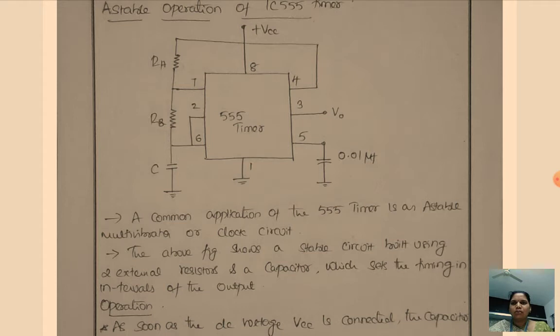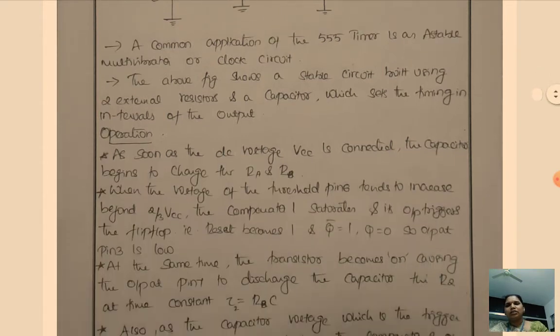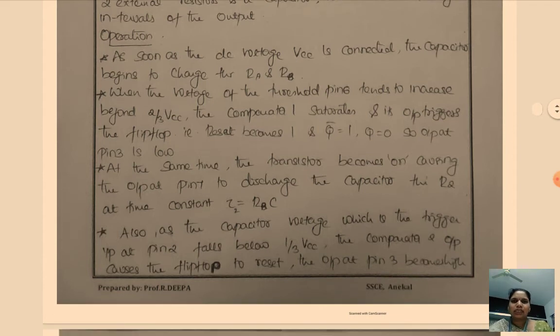So coming to the operation of the astable multivibrator, as soon as the DC voltage VCC is connected, the capacitor starts charging through the resistances RA and RB. When the voltage at the threshold pin tends to increase beyond 2 by 3 VCC, the first comparator will be saturated, and this will trigger the flip-flop. That is, the output of comparator 1 is connected to the reset of the flip-flop. Hence the reset will be 1.